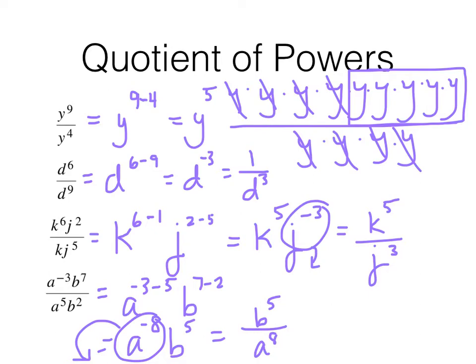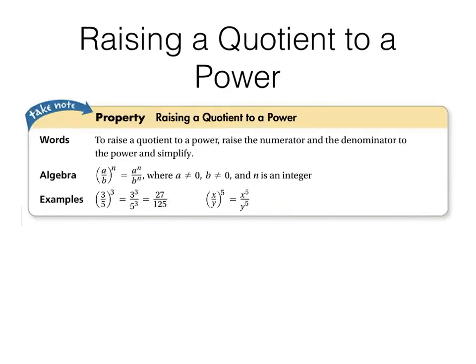Let's look at what happens when you have a power of a quotient. Raising a quotient to a power. To raise a quotient to a power, raise the numerator and denominator to the power and simplify. So a over b, the quantity to the nth power, is a to the n over b to the n. A and b are both not equal to 0. They have to be non-zero numbers. And n is an integer in this case. So in the case of 3/5 to the 3rd power, it's 3 cubed over 5 cubed, or 27 over 125.